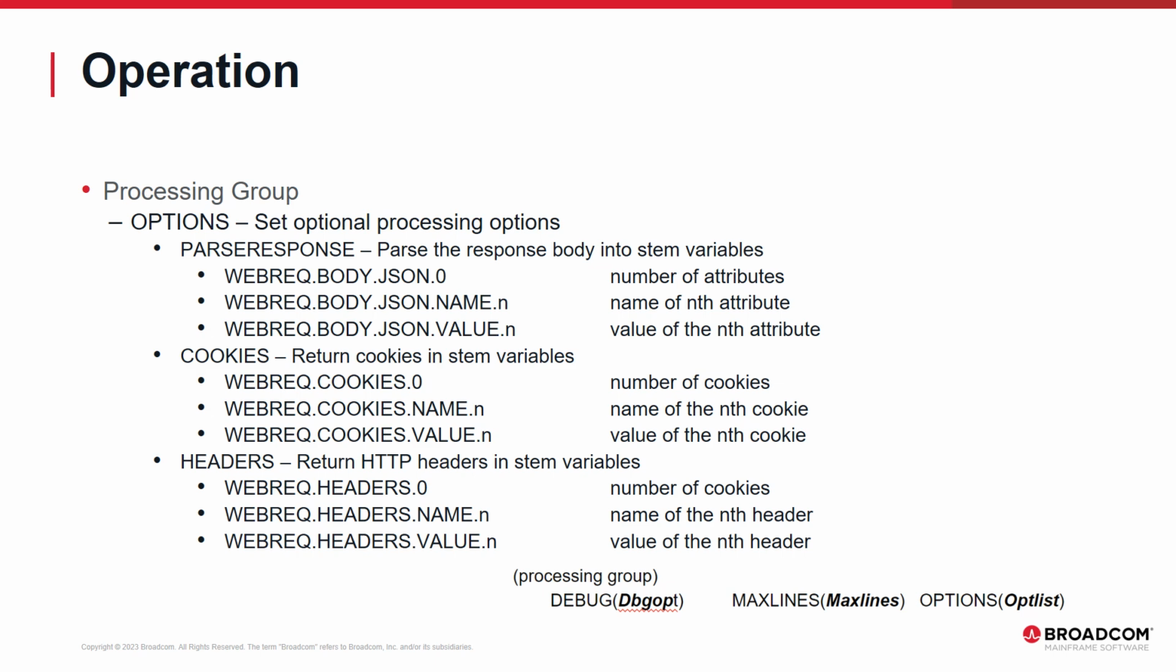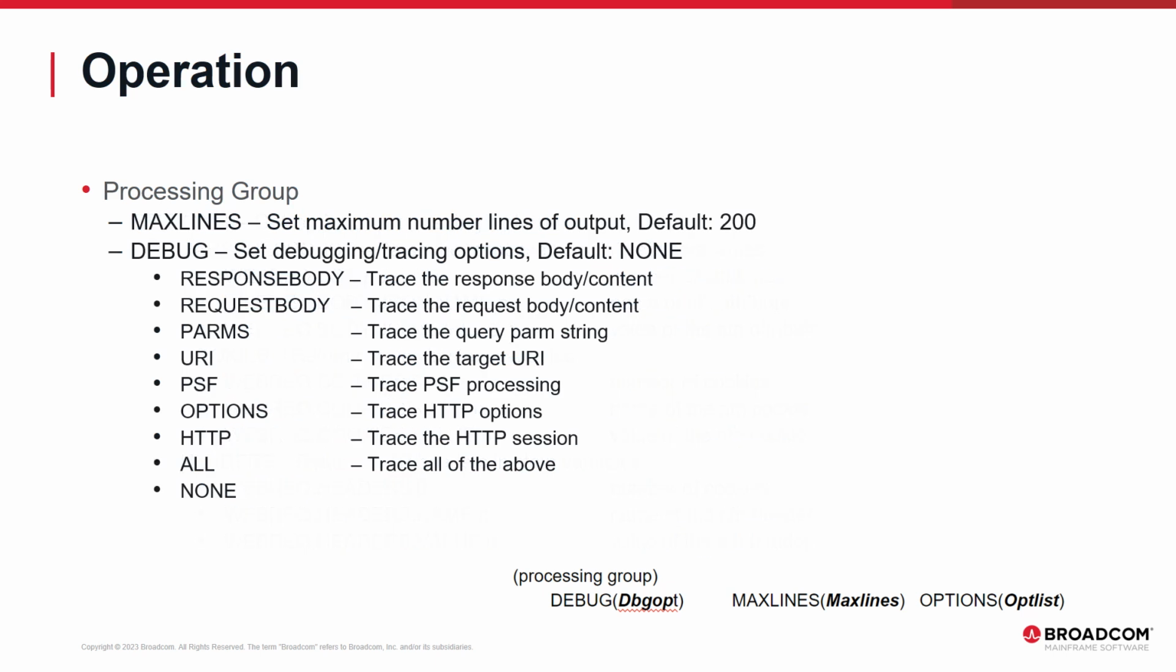The last group of keywords contains different configuration options. As you can see here, the options keyword allows the user to specify if they would like different items returned, such as response body or HTTP headers. The max lines keyword allows the user to specify a max number of output lines. In addition to that, there's also the debug keyword. Users can utilize this keyword to enable trace in different areas of processing if they need more information.